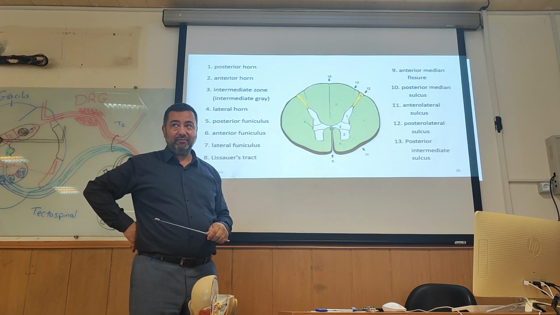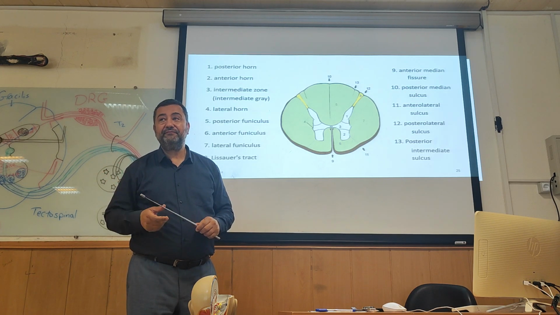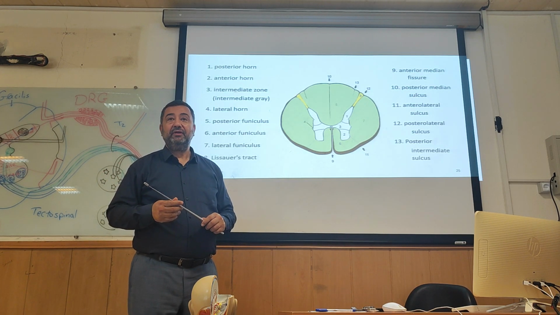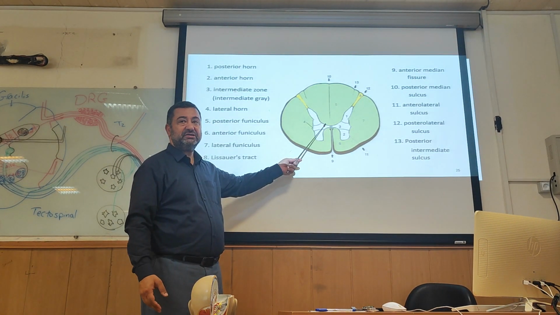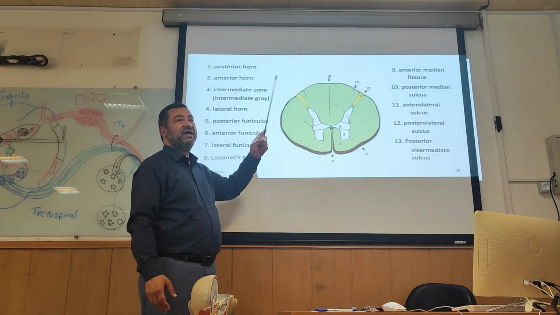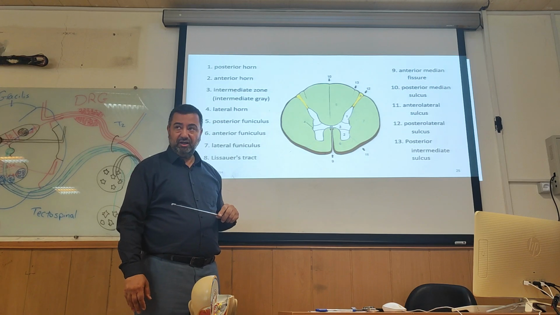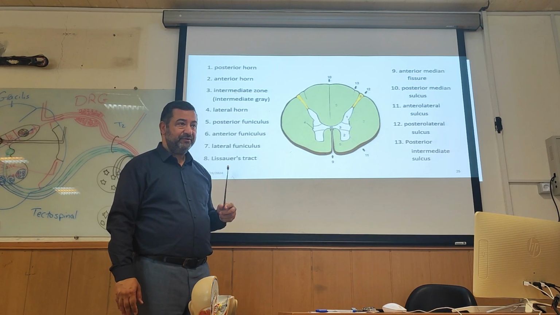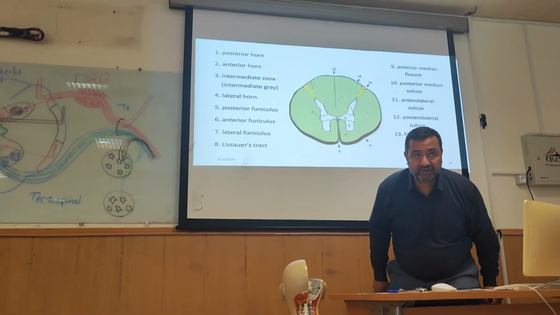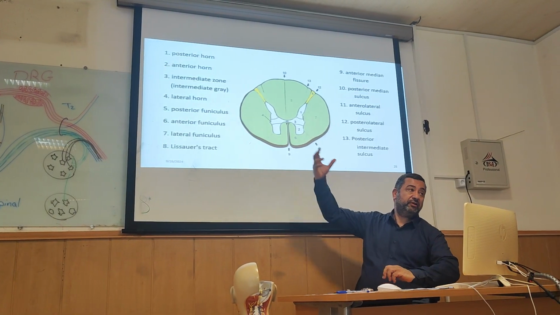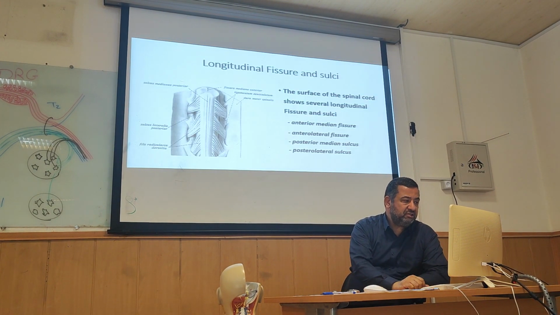So it's not from the C, it's between T1 to T6, because it has a lateral horn and it has a posterior intermediate sulcus. Exactly. Is it clear? Yes. This is between T1 to T6. And gray matter is very small in this picture. In the thoracic area, gray matter is very small.